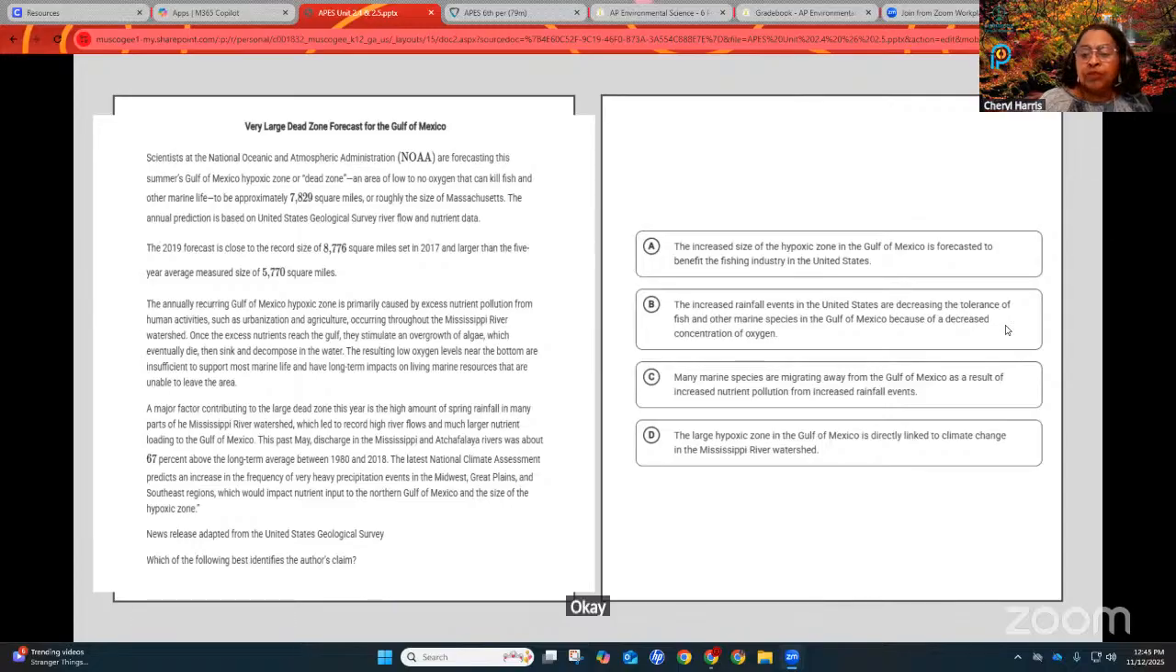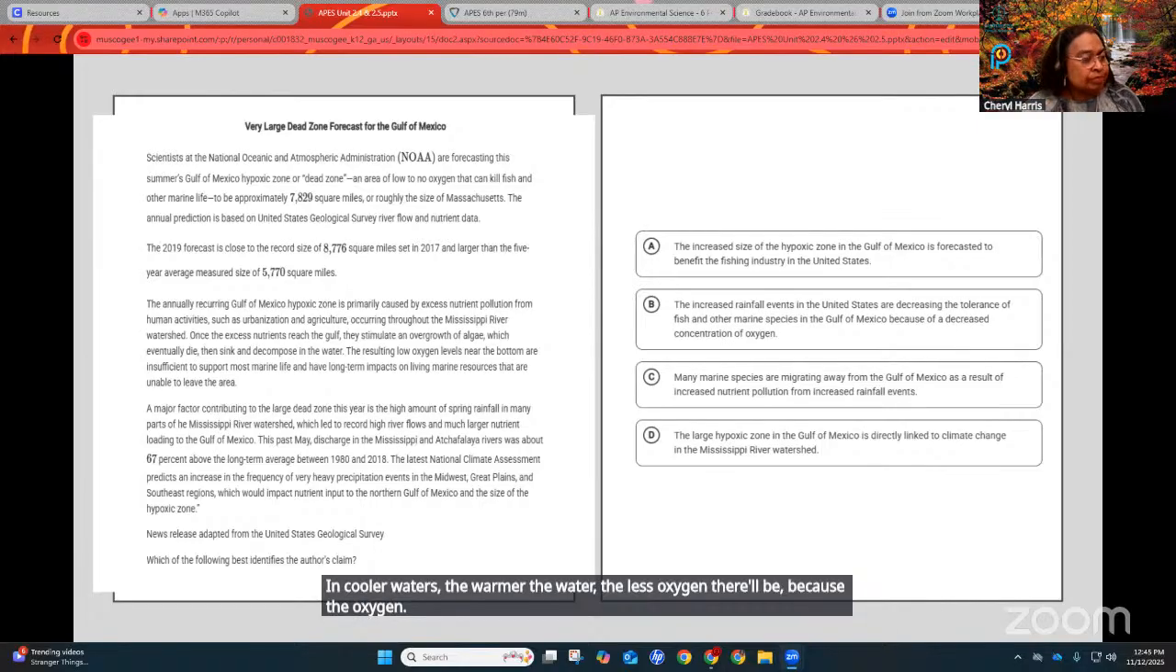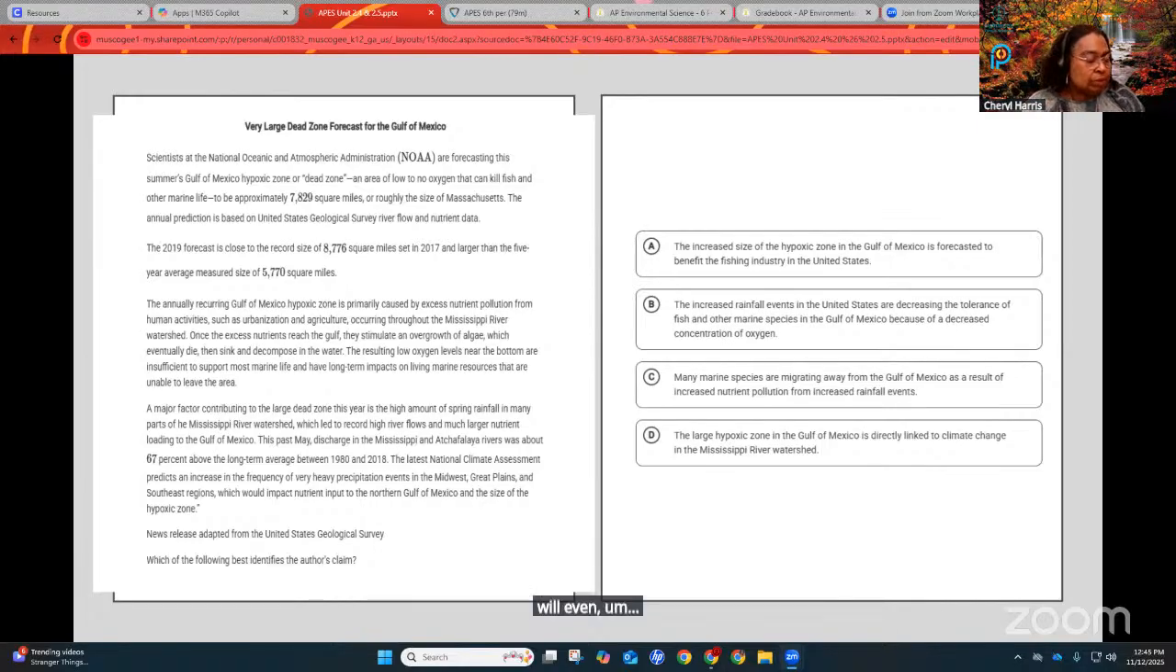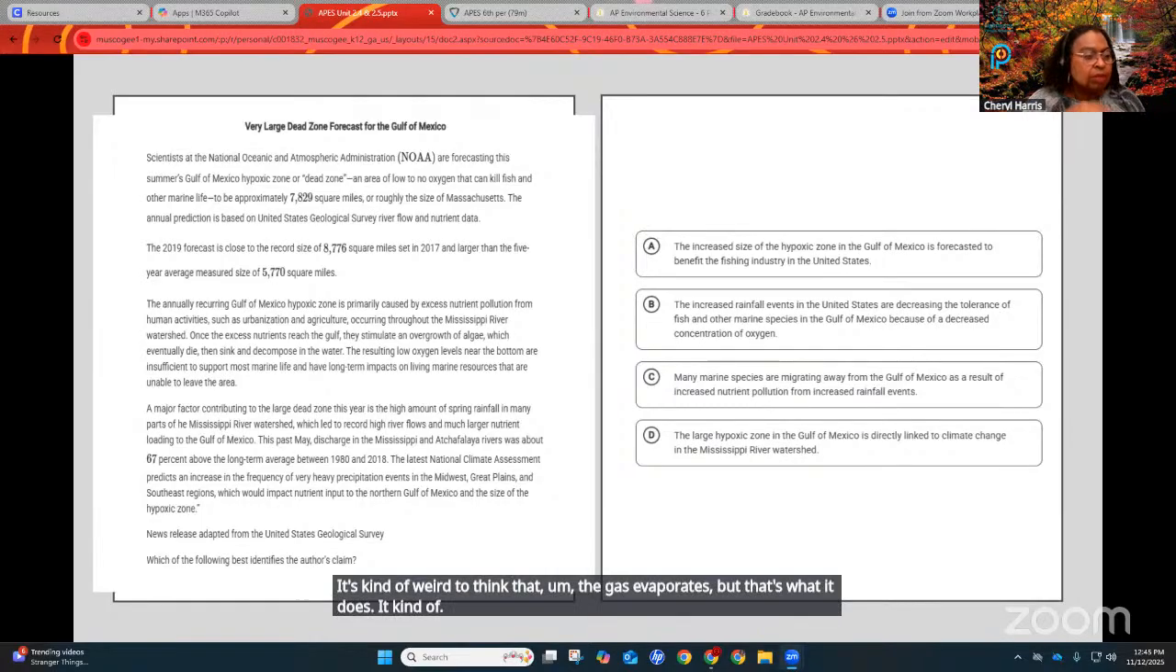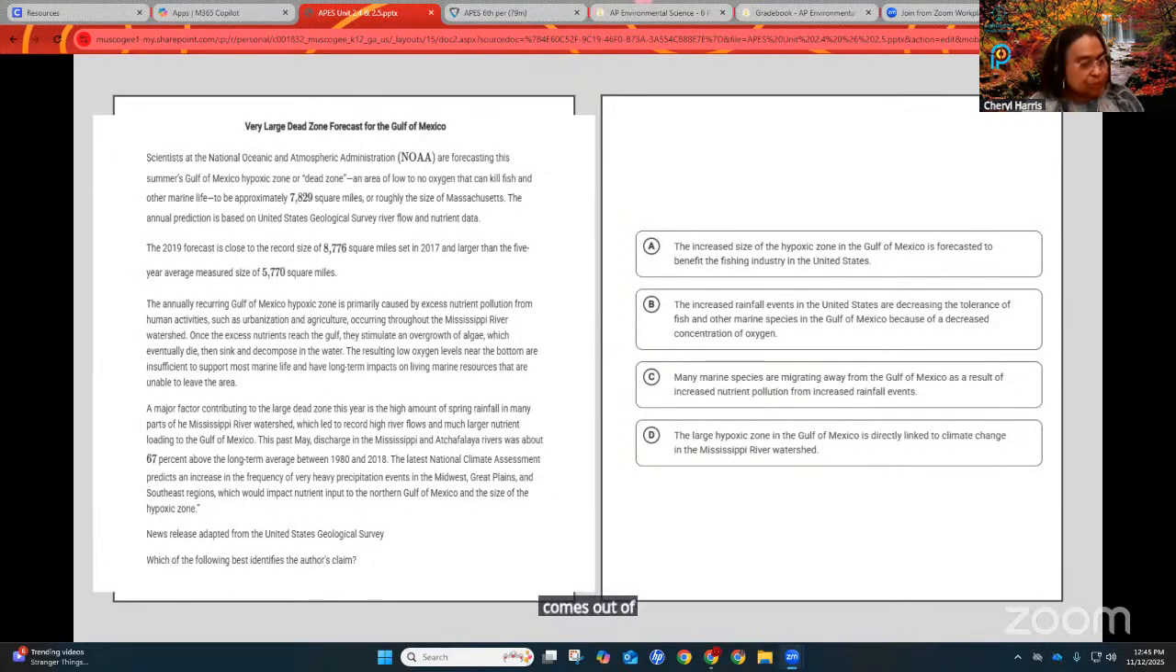So if you disturb the flow of the water, the temperature of the water, remember oxygen is a gas. Gases dissolve best in cooler waters, so the warmer the water, the less oxygen there will be because the oxygen will evaporate, leave the water. It's kind of weird to think that the gas evaporates, but that's what it does. It kind of comes out of solution. Okay, so that's those.